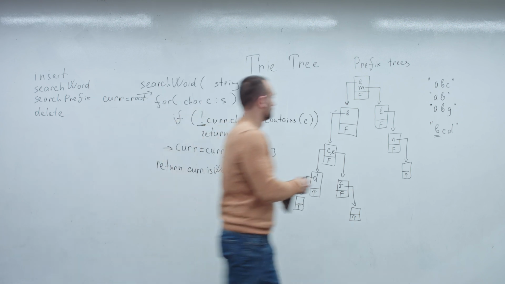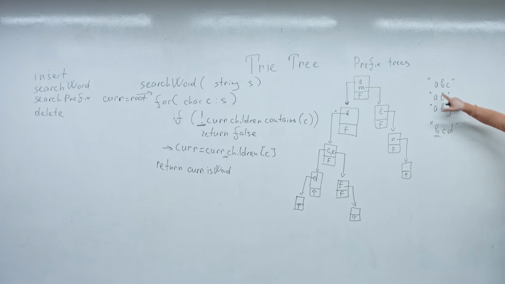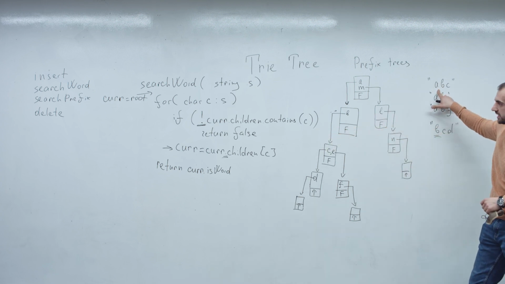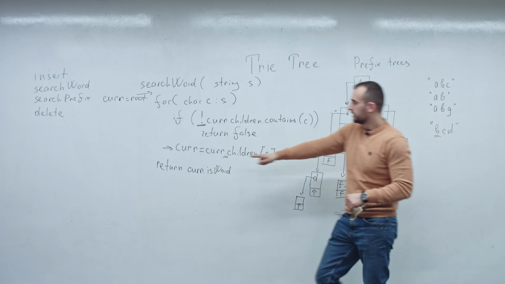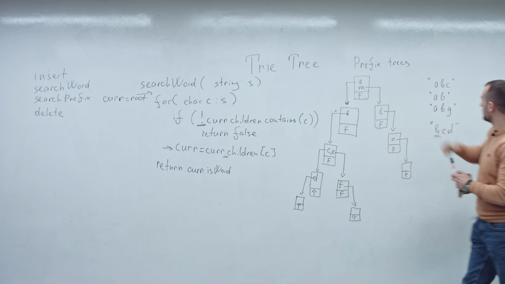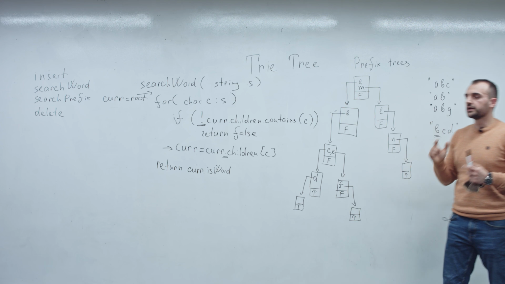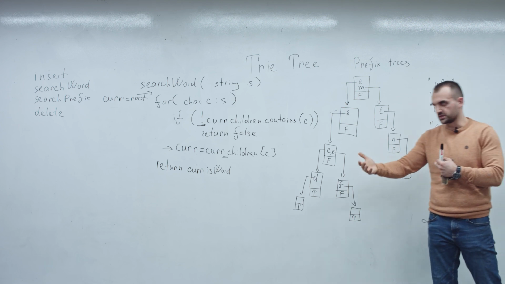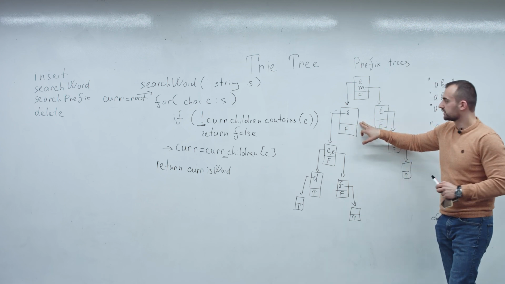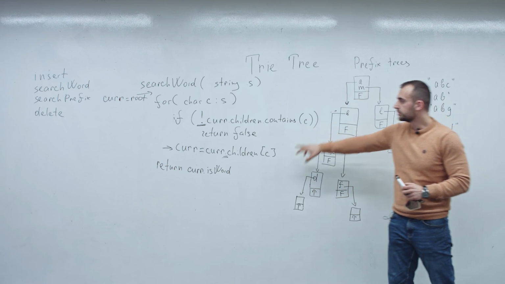Let's just try one example. So the current is root. We'll try to find in the children if it contains this A here. Yes, it contains. So we go to current's children C. So you'll take this hash map. You'll take this C character there and go to the node which is pointing this C character there. Okay. So you go down. The same operation, you go down to C, and once more you go down.